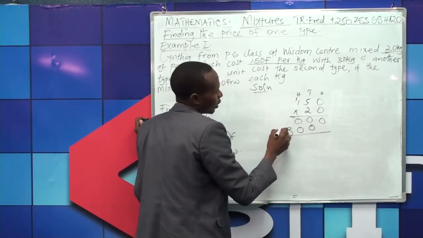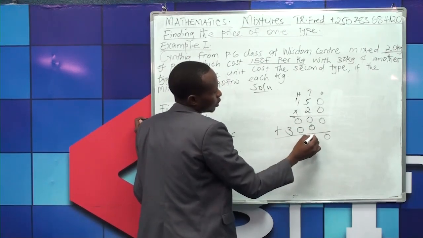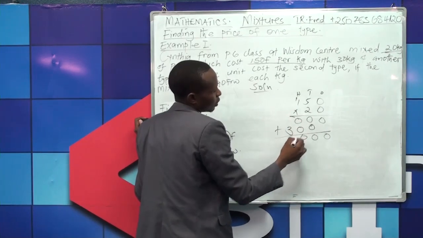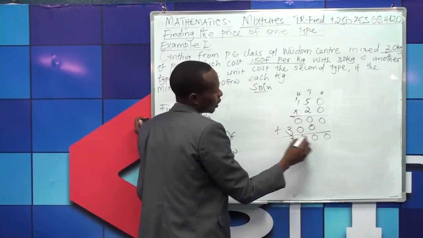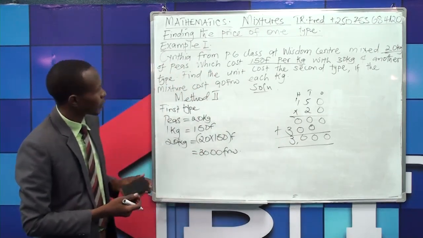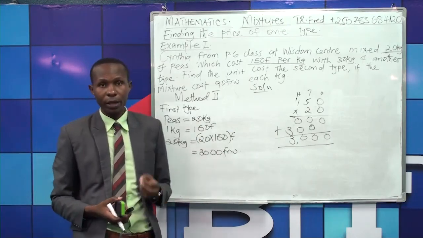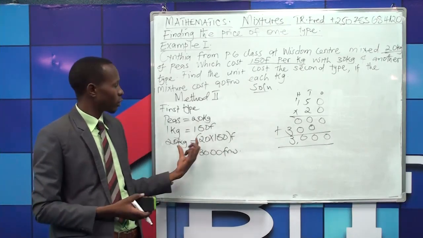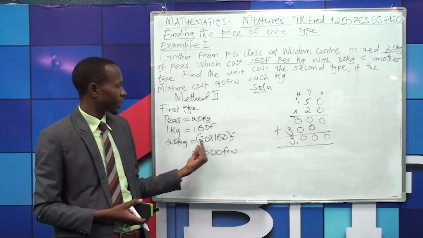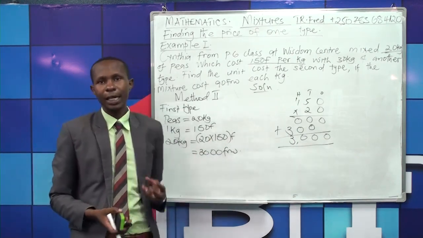Then from there, we shall have to add. When you add this, 0 plus 0, 0. 0 plus 0, 0. Then here we have 3. Then I will put my comma there. So you realize that whether you use this method or you multiply directly here, we shall come out with the same answer. But when you are not sure of multiplying this and adding zeros in front, don't use this. Use the method that you understand better.